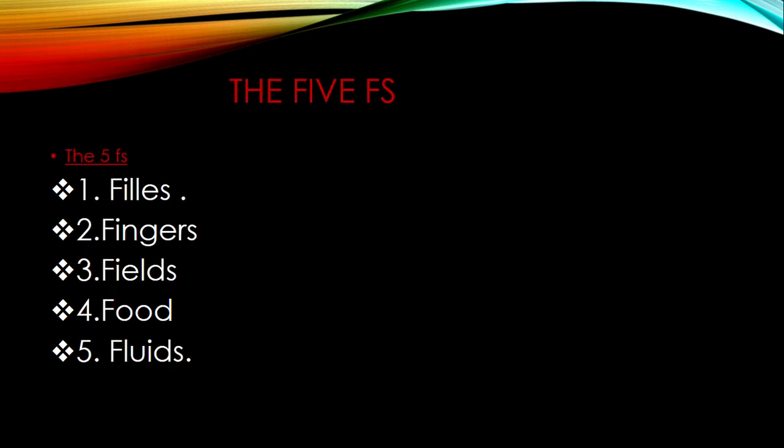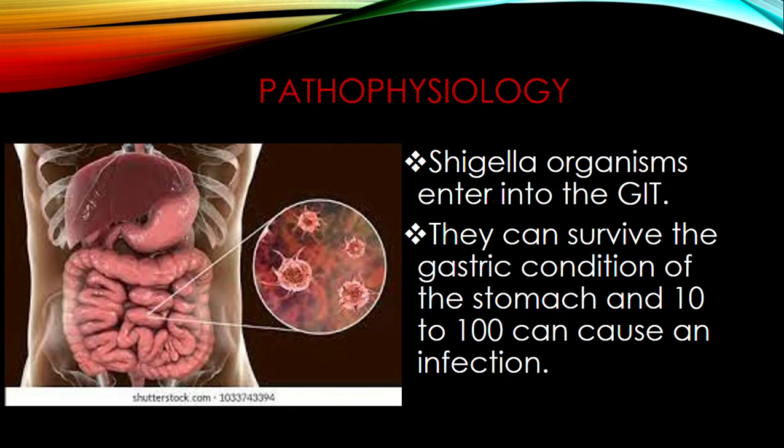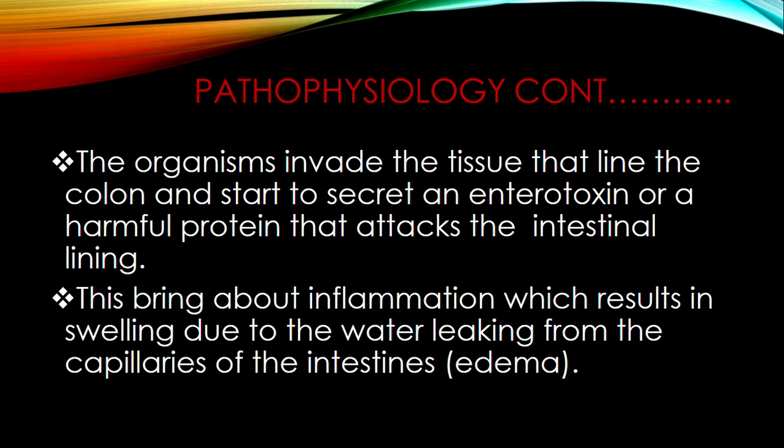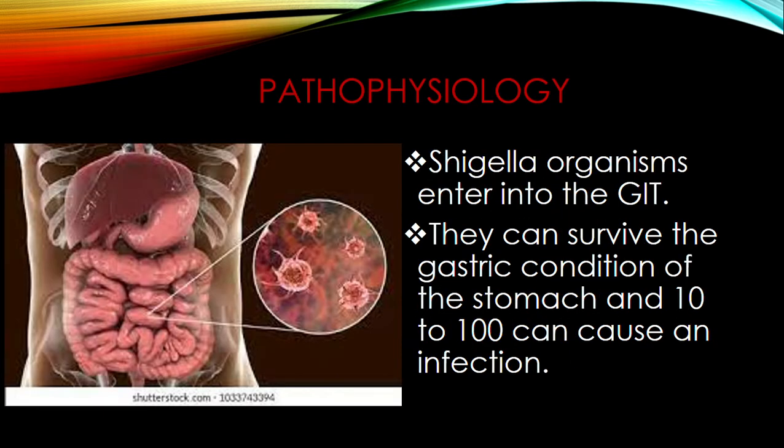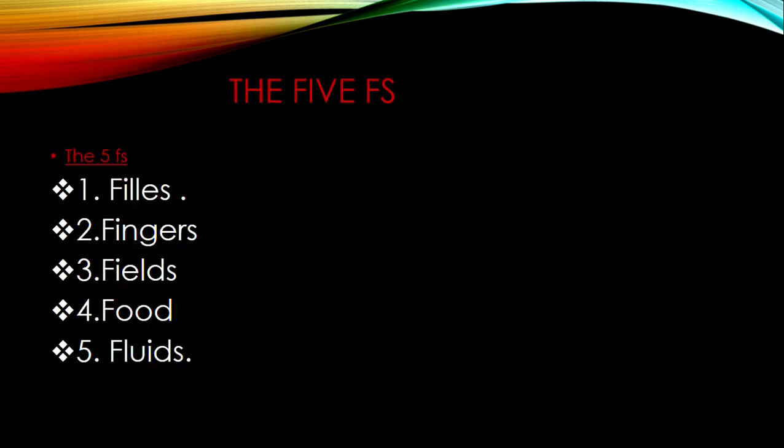Then the 5 F's. These are the things which can carry the microorganism. We have the flies, the fingers, the fields, food, and the fluids. So these things can likely carry the microorganisms which can cause the infection.